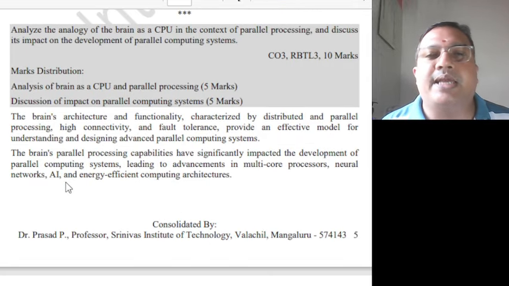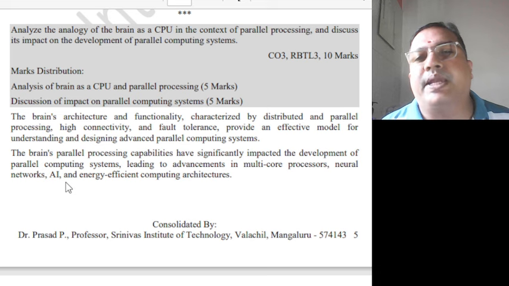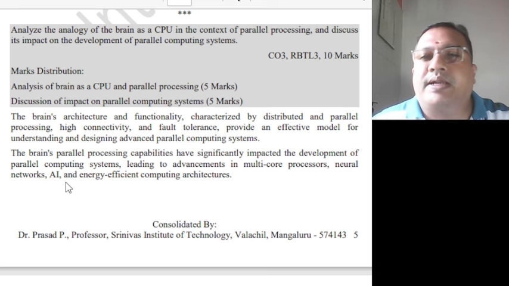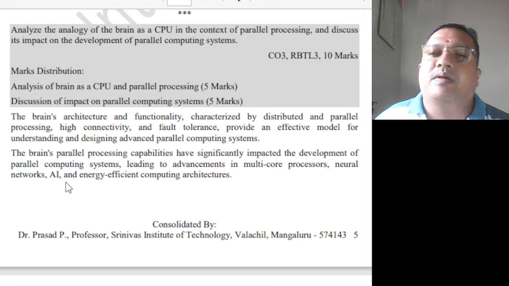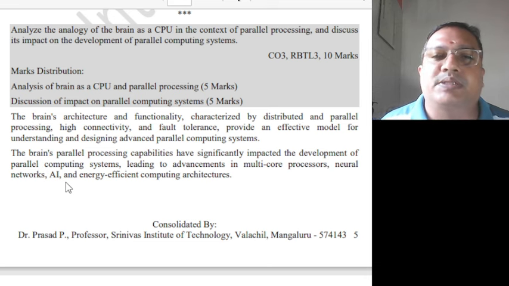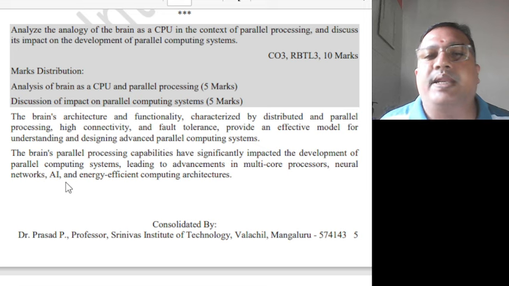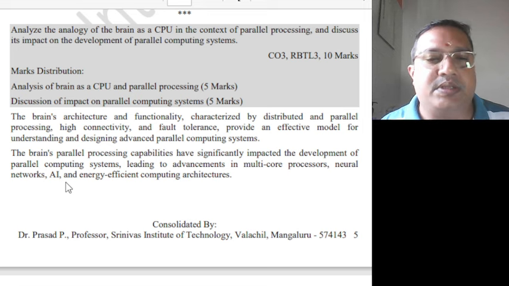Question number 2: analyze the analogy of the brain as a CPU in the context of parallel processing. Discuss the impact on the development of parallel computing systems. Again, course outcome 3, level of question is 3. It carries 10 marks. Mark distribution: analysis of brain as a CPU and parallel processing, 5 marks; discussion of impact on parallel computing systems, 5 marks. Only discussion here also, not much depth.